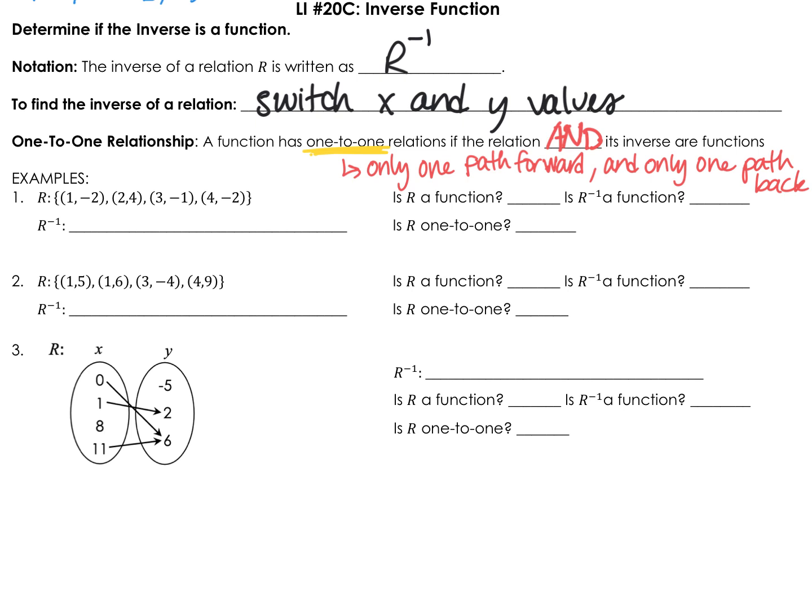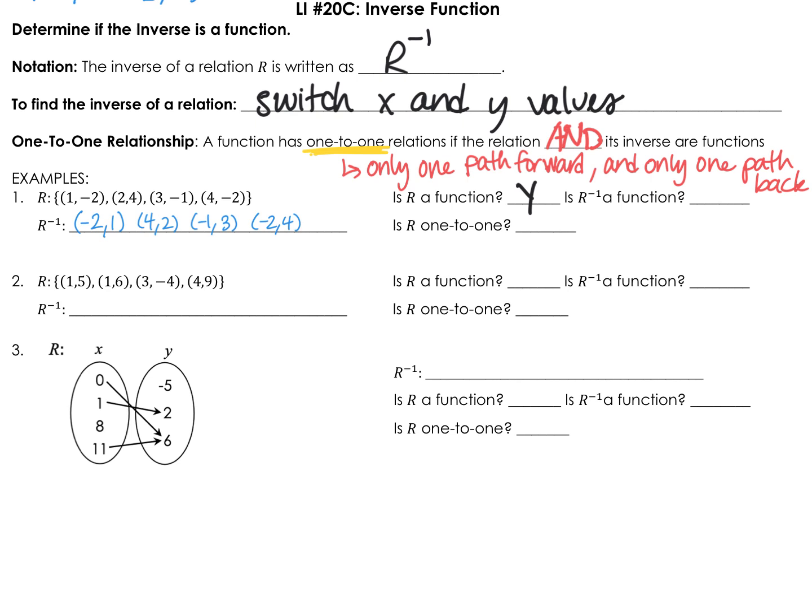Do you see any repeated X values? No. So this is a yes. R is a function. The repeated Y values are going to cause the inverse to not be a function. This is the easy part today. To find the inverse, you just switch the X and Y values. So (1, -2) becomes (-2, 1). (2, 4) becomes (4, 2). (3, -1) becomes (-1, 3). (4, -2) becomes (-2, 4). It's so much better than simplifying radicals, isn't it?